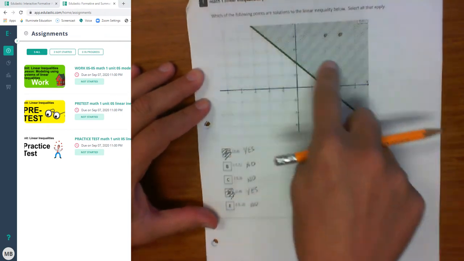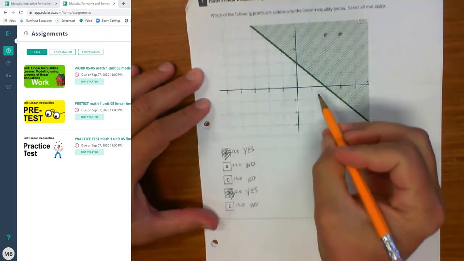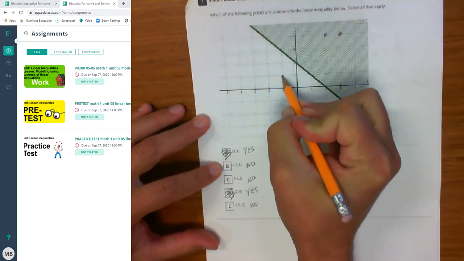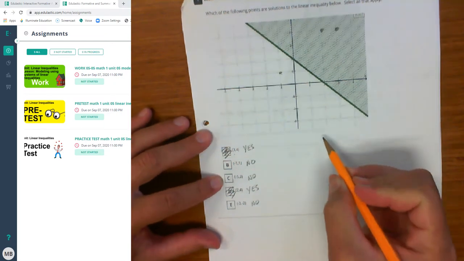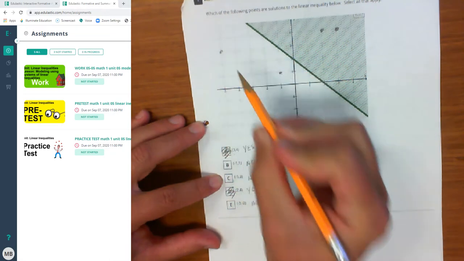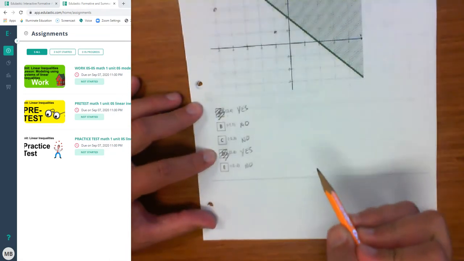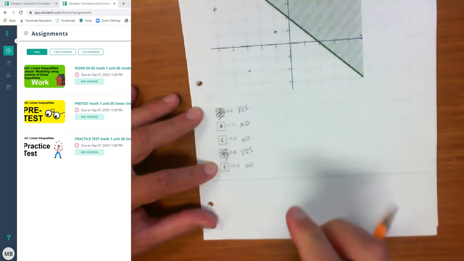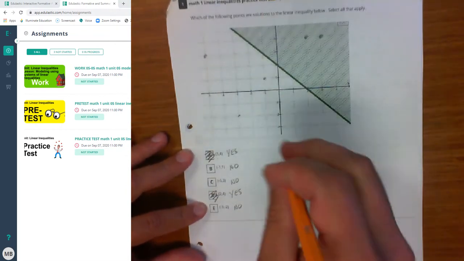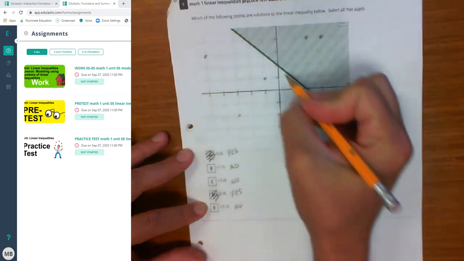So all the points over here are solutions. So 3, 4, yes. Negative 1, 1, that'd be a no. Negative 5, 3, that'd be a no. 2, 4, yes, it's in the shaded area. And negative 3, negative 2, that'd be a no. So all the points up here are solutions. All the points down here are not solutions. The stuff on the line, since it's a solid line, those are actually solutions.